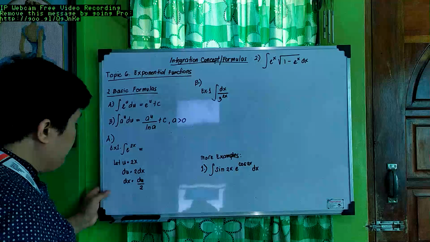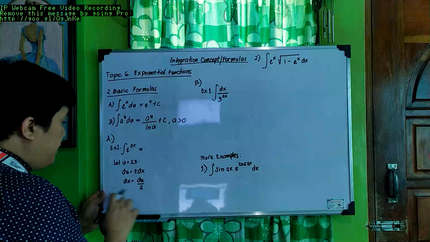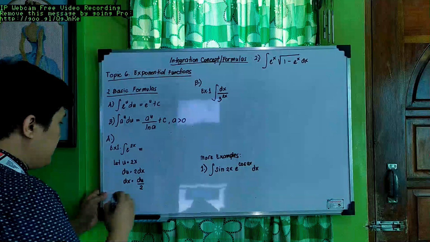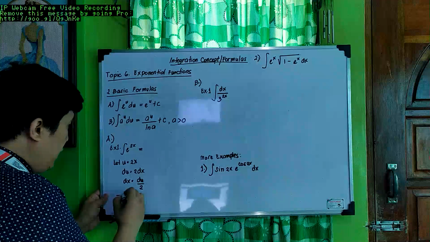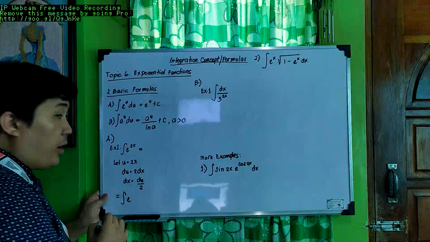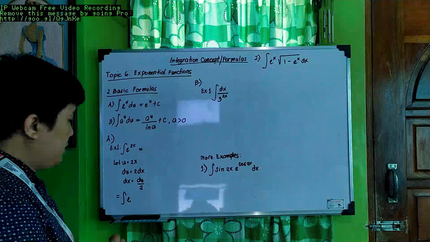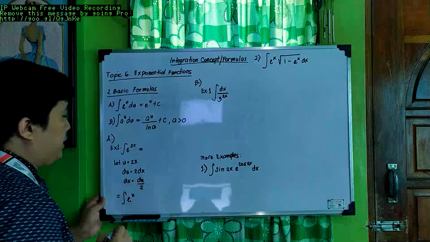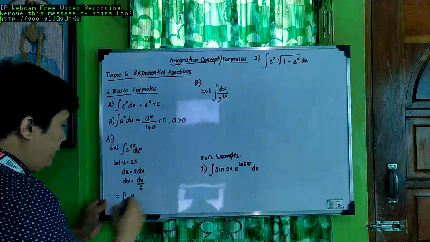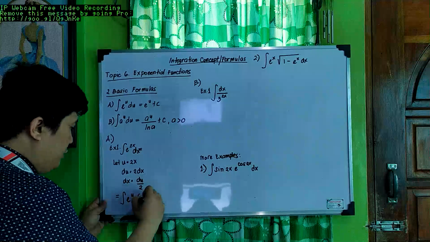From here, we need to substitute these values to your given. So we have the integral of e raised to the power of 2x. 2x is what? 2x is our u. Then, sorry, forgot to put dx here. And our dx is du over 2.